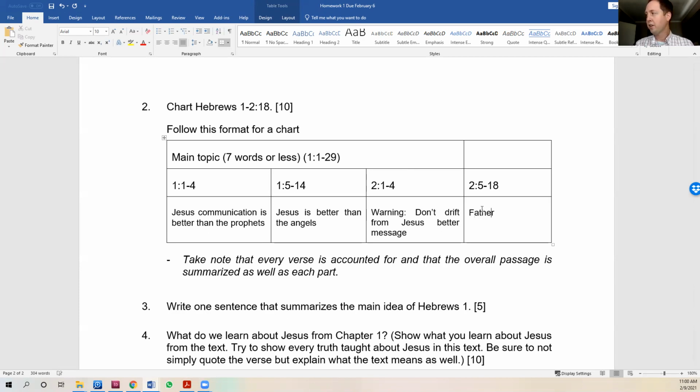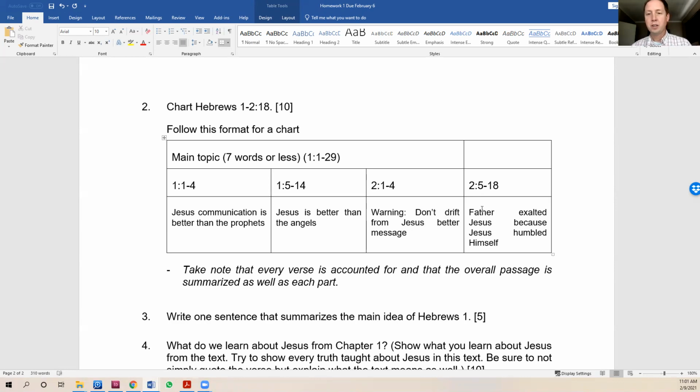It is that the Father exalted Jesus because of Jesus' humiliation. I can't talk and type at the same time. But I don't like how that sounds, so maybe we'll just say because Jesus humbled himself. Because Jesus humbled himself to die for mankind and pay for their sins, the Father exalted him. That would be the topic of 5 to 18.